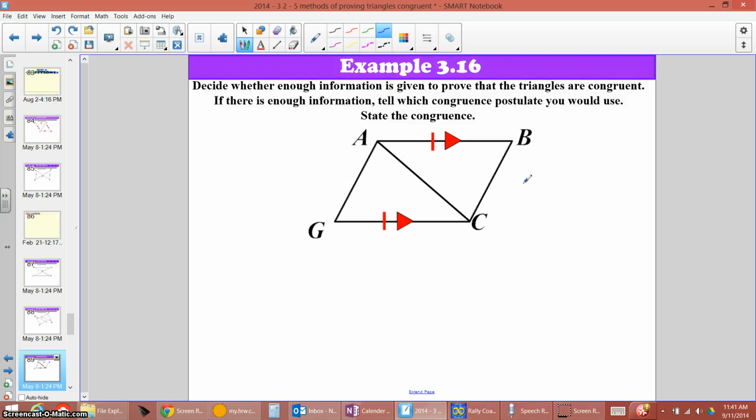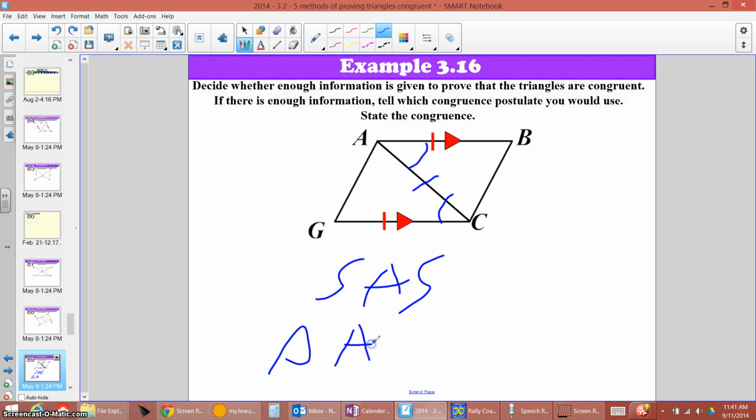Ooh, parallel lines. I like parallel lines because they give us a lot of information. Here I have a side, and I have an angle because of alternate interior angles. Now, I either need to have side angle side. Oh, look at that. AC. It's congruent to itself by reflexive. So now I have side angle side, and I would have to write down the triangle congruence.